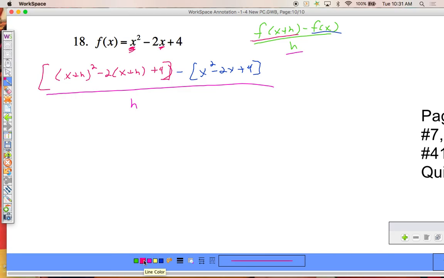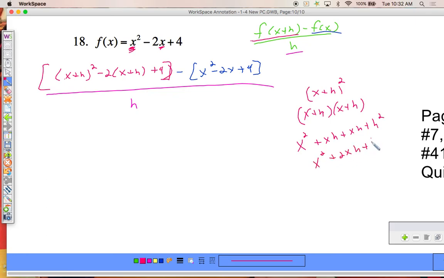Come over here. X plus h squared is the same as x plus h times x plus h. FOIL. That's what I'm going to get. You guys, if you had me last year, may have remembered, when you have a parentheses squared, you square the first term, you square the last term, you multiply them together, and then double. But that's just a FOIL. You've got to be able to FOIL that. Don't just square each piece, FOIL it.